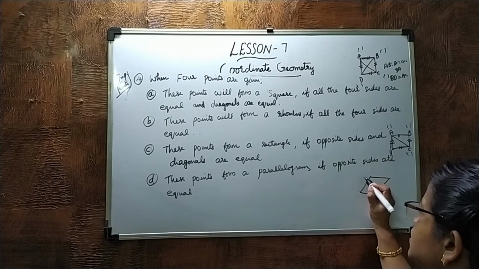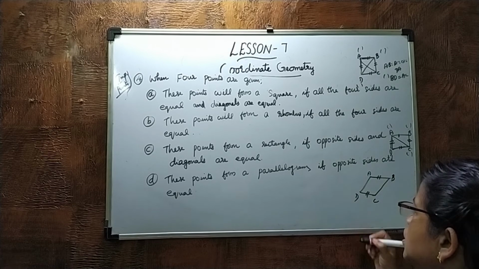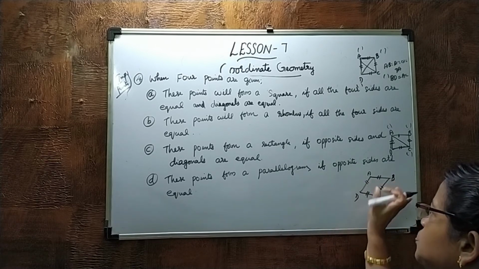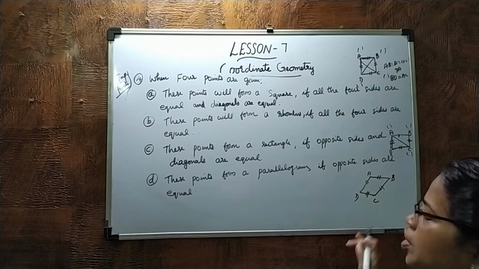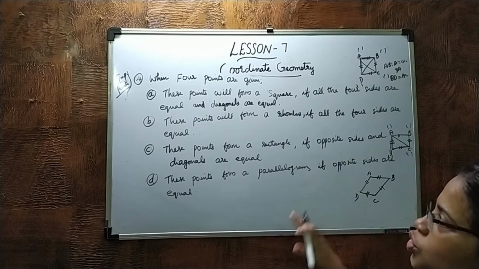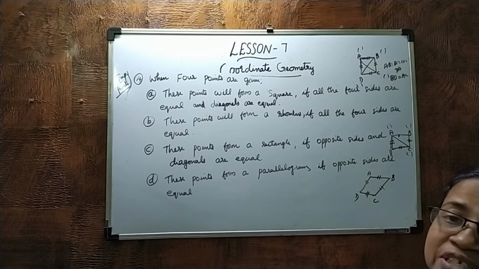The two opposite sides, AB and CD, should be equal, and AD should be equal to BC. Find out the distance between these two points, and the next two points like that. You have to find out that the opposite sides should be equal. So these are the conditions when the four coordinates are given.